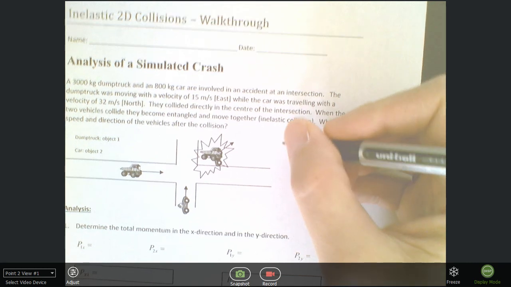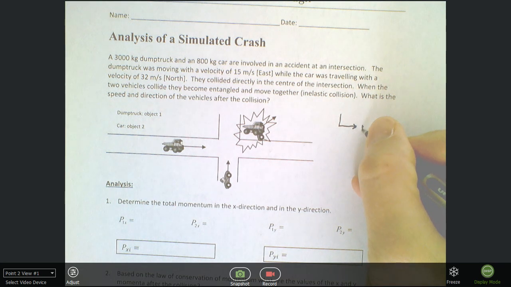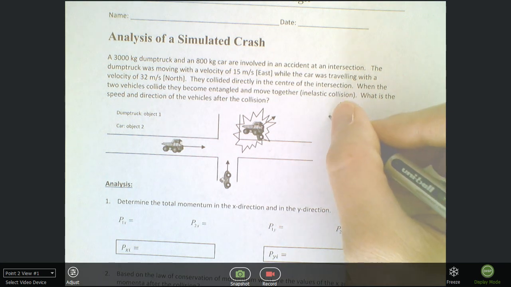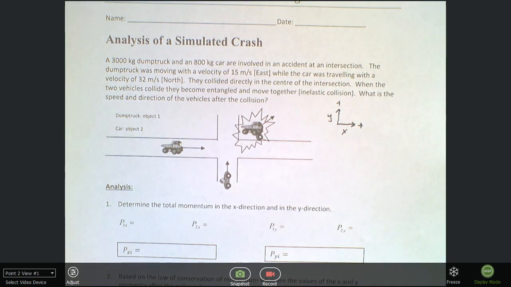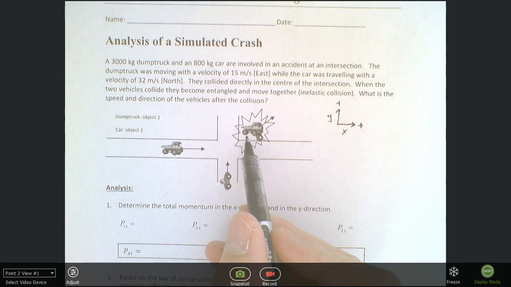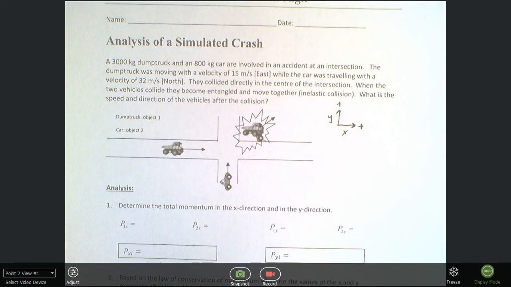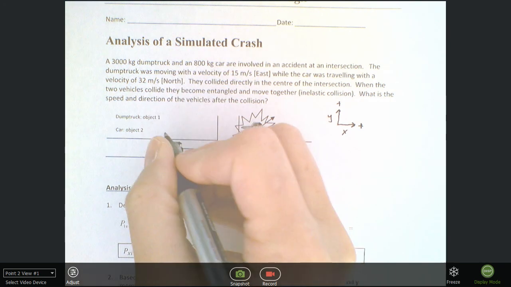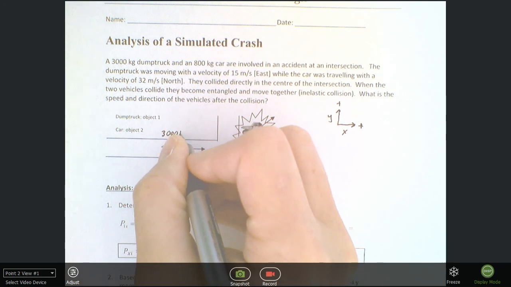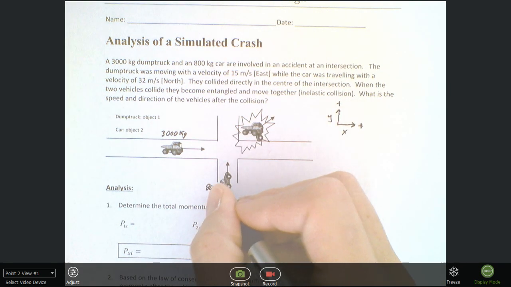Now, you follow the same procedures, recognizing that momentum is always conserved both in the x and the y direction. So one of the first things you can add to your little diagram here is a positive x direction and a positive y direction. Now, what we've got is a dump truck coming this way and a car coming this way. They hit, and it's inelastic, meaning they stick together, collide, and then they fly off in this direction here. Now we're given the information for the mass of the dump truck. It's 3,000 kilograms, and the car is 800 kilograms.